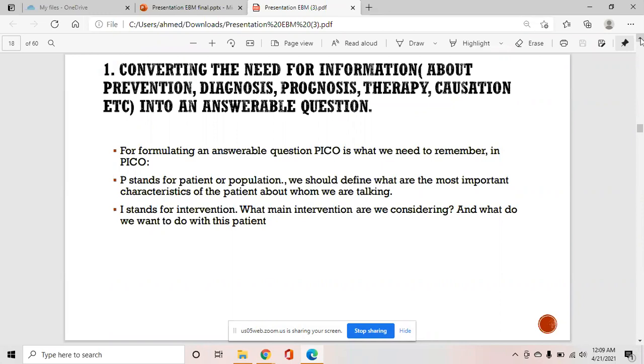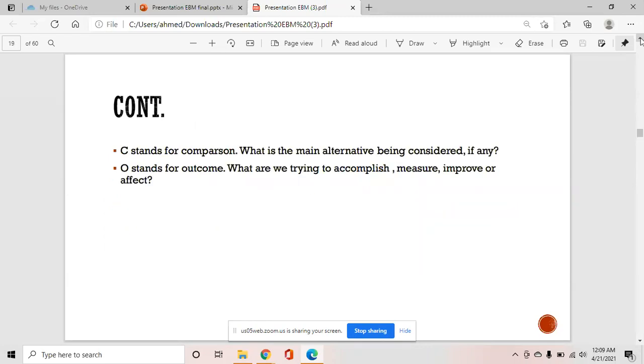For formulating an answerable question, PICO is what we need to remember. In PICO, P stands for patient or population. We should define what are the most important characteristics of the patient whom we are talking about. I stands for intervention. What main intervention are we considering, and what do we want to do with this patient? C stands for comparison. What is the main alternative being considered, if there is any other comparison? O stands for outcome. What are we trying to accomplish, measure, improve, or affect?